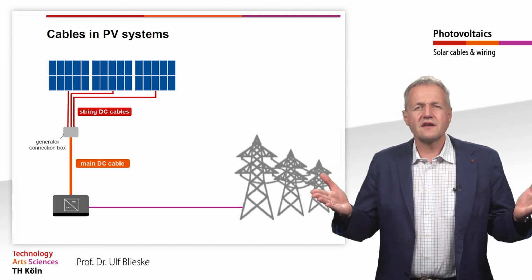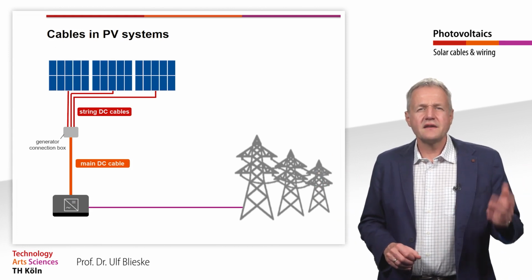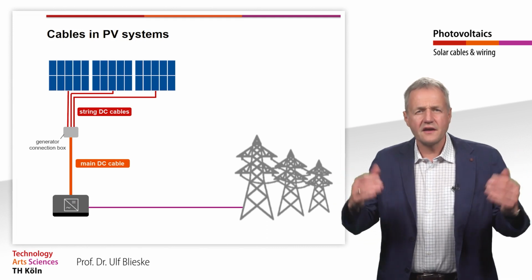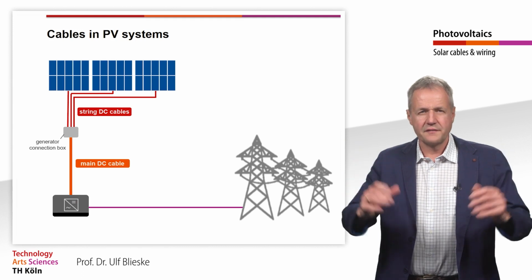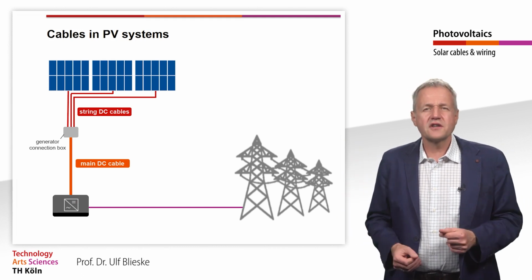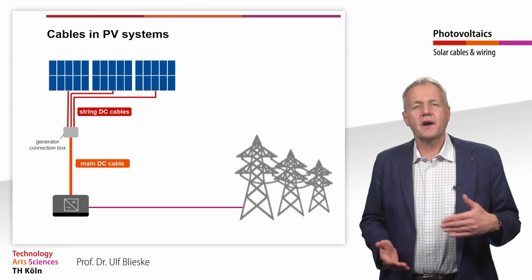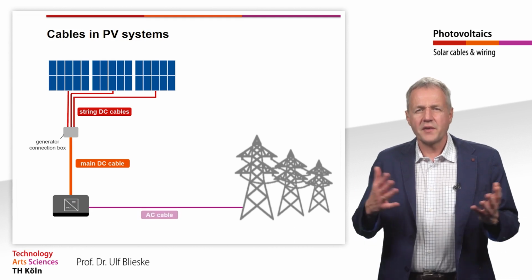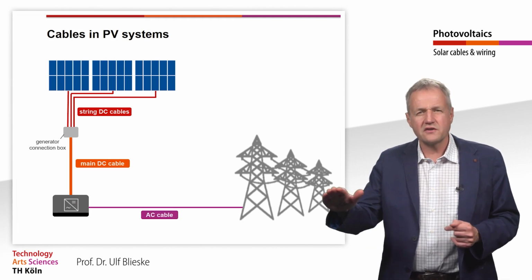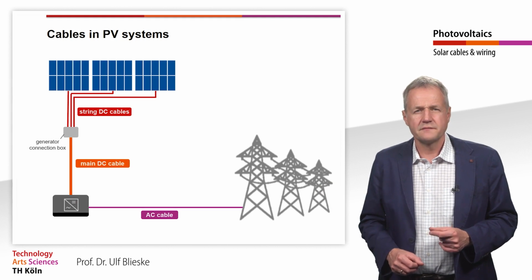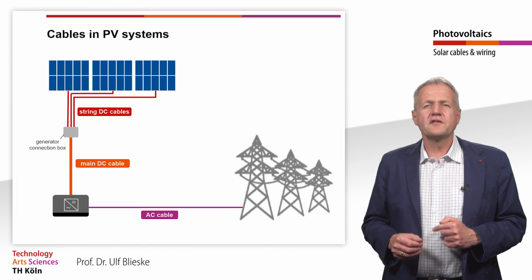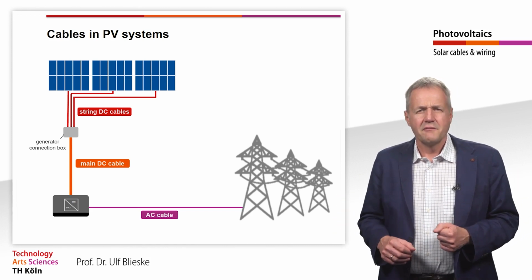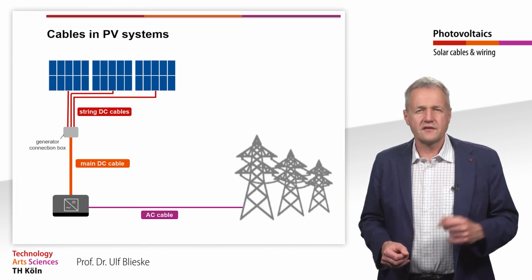If several strings are interconnected, the main DC cable carries higher currents than string cables and is therefore often significantly thicker. Behind the inverter, the lines no longer carry direct current but alternating current. From here, the electricity is transported to the grid connection point. Cable losses occur in all the line sections listed here. But how can we calculate these losses?